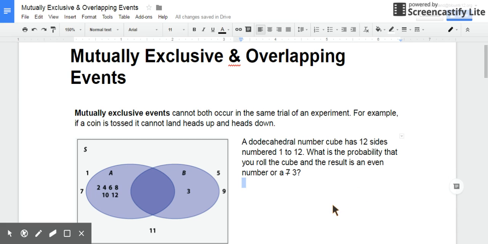Okay, so mutually exclusive and overlapping events. As the notes say, mutually exclusive events cannot occur in the same trial of an experiment. Right here on the Venn diagram, you have event A, which is 2, 4, 6, 8, 10, 12, and then event B, which is 3. So if you roll a dodecahedral number cube, a 12-sided die, what's the probability that the result is an even number or a 3?